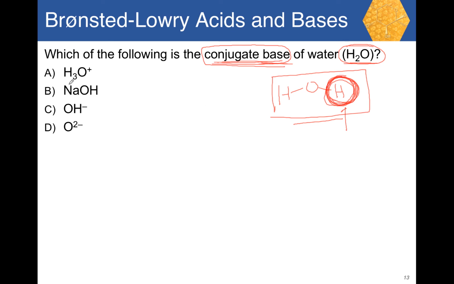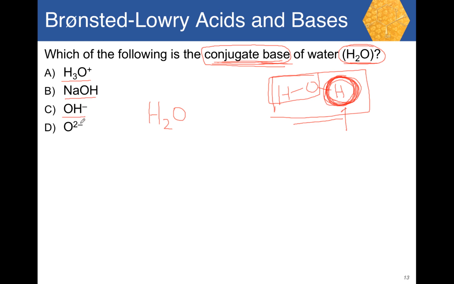So, possible choices. Could it be H3O plus? Probably not, because H3O plus means that H2O has acquired a proton. If it acquires a proton, it becomes a conjugate acid. Could it be NaOH? Possibly not, because we do not have sodium hydroxide in the reaction. Could it be OH negative? A good answer, because if you take H2O and remove this, what's left behind is that.